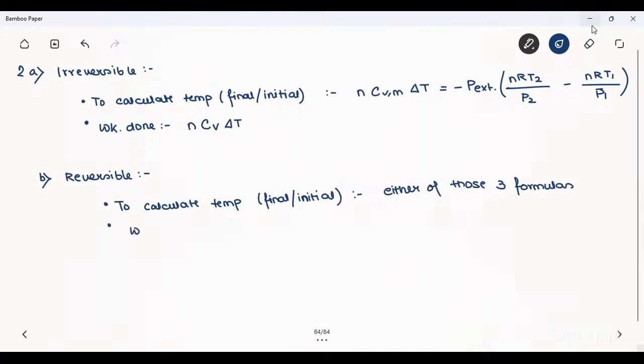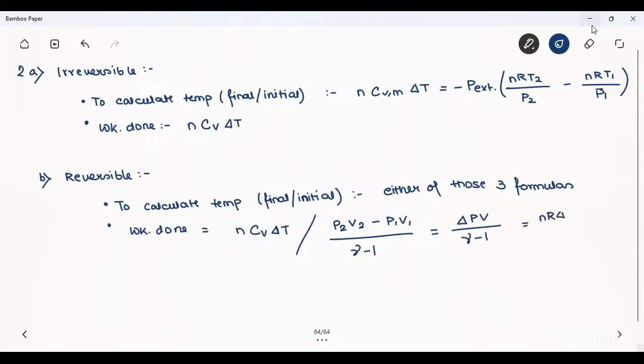And to calculate the work done, you can use two formulas: nCv delta T, or that formula, (P2V2 minus P1V1) divided by gamma minus 1. Or you can write it as delta PV by gamma minus 1, or you can also write it like nR delta T by gamma minus 1. All these derivations have been done. Up to this, clear? Yes, ma'am.